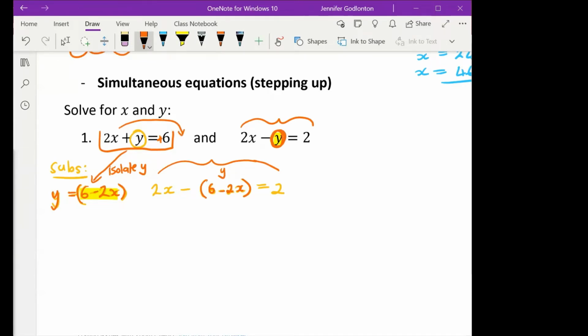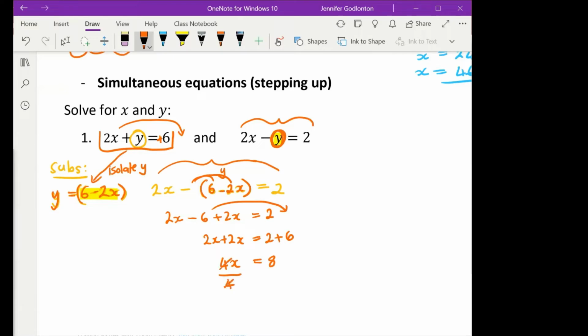Okay, so now we've substituted our y in. Now we just have a normal equation where we can solve for x. So I've got 2x. I'm going to take this minus sign in. Minus 6 plus 2x equals 2. I'm going to keep my x's together. So 2x plus 2x. I'm going to just keep them here. And I'm going to move this 6 to the other side. And when it moves to the other side, it changes sign. So now I have 2x plus 2x, which is 4x. And that's equal to 2 plus 6, which is 8.